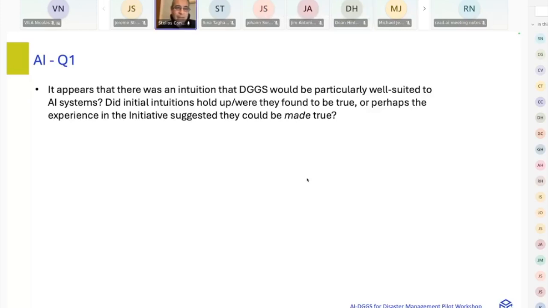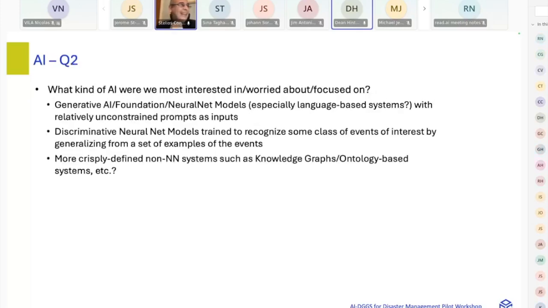So if I understand the answer, it holds up, they are true, but not exactly, but they can also be made more true. If I answer the question. Yeah, I think we made a good start, but certainly it could be made more true with more development.